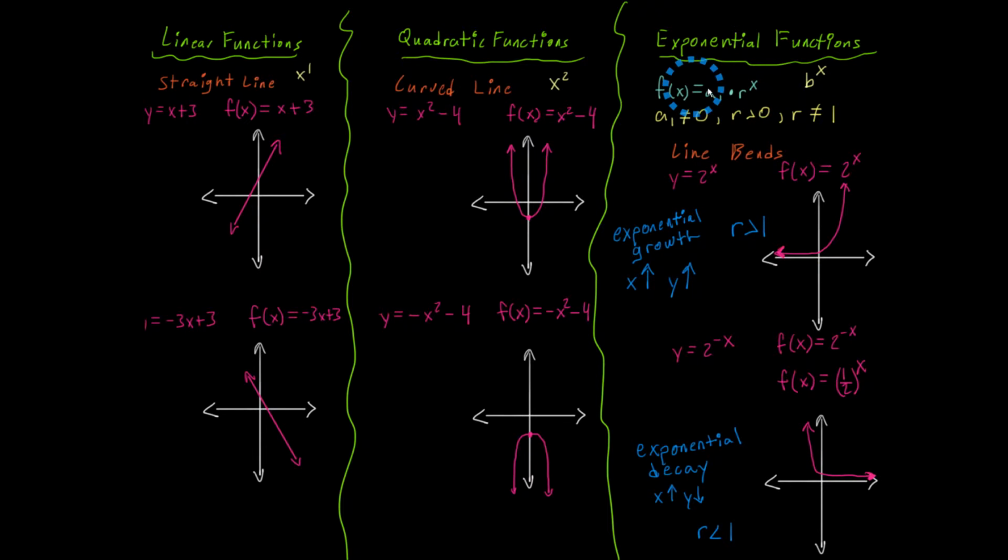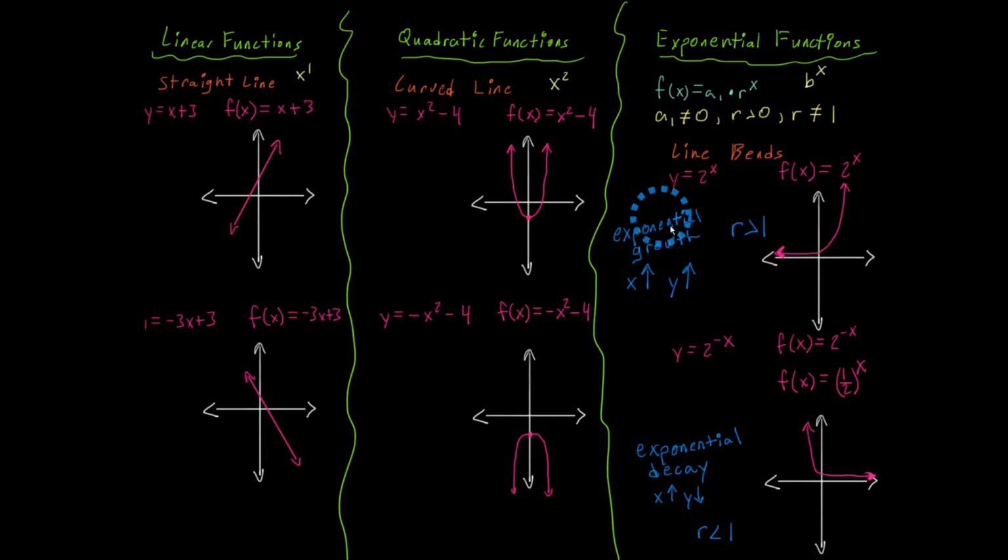value. When looking at this function here, a sub 1 cannot equal 0. R has to be a value greater than 0, and R cannot be equal to 1. R does not equal 1. When you're looking at the graph of an exponential function, that line bends, so your line's going to bend.